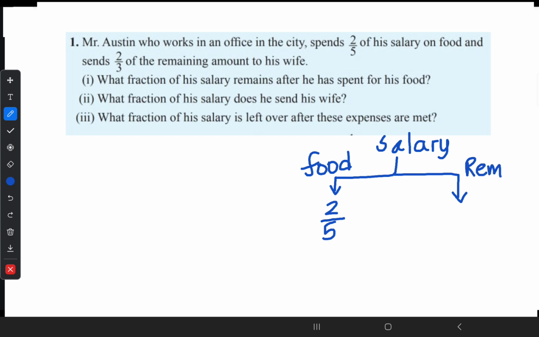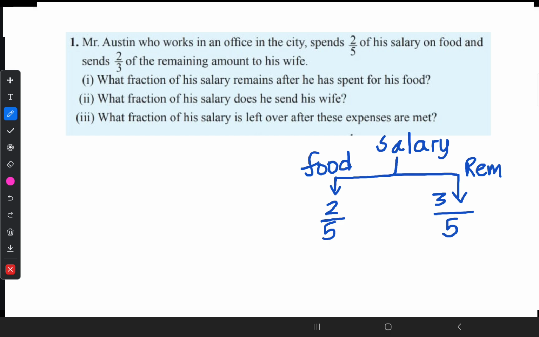After spending on food, I will find the remaining amount here. Look at the denominator. If his total salary is 5 portions, he spent 2 portions on food. So remaining would be 3/5. It's really easy to find the fractions. The denominator indicates the total, the numerator indicates the relevant value. From 5, he spent only 2 portions on food. So remaining, from 5, is 3 portions.